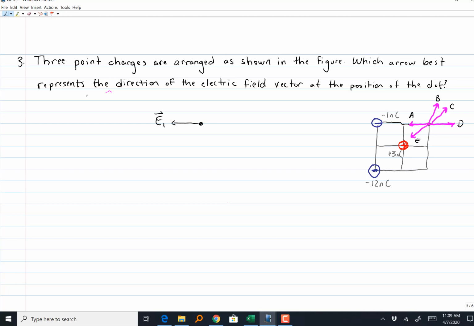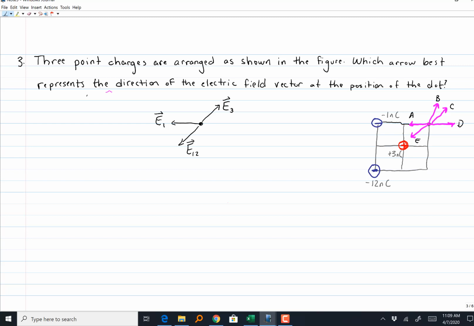The +3 nanocoulomb charge is going to create an electric field that's going to be going up at this 45-degree angle. And again, it's pointing away from that 3 nanocoulomb charge because it's a positive charge, so I'll call that E3 for 3 nanocoulombs. And then last, I've got the -12 nanocoulombs, which is going to create an electric field that's going towards the charge, and I'll call that the electric field 12 for 12 nanocoulombs.